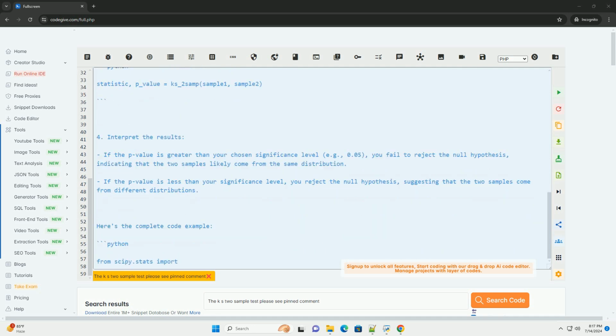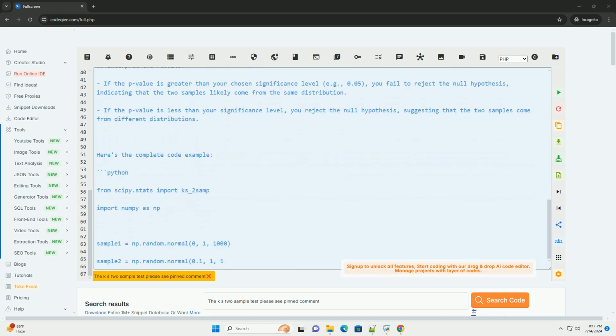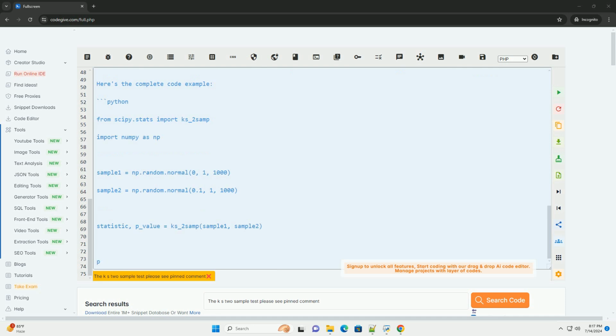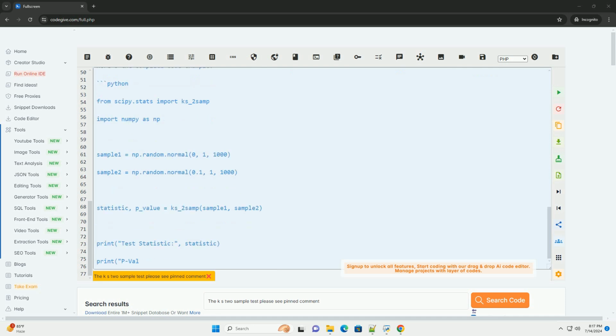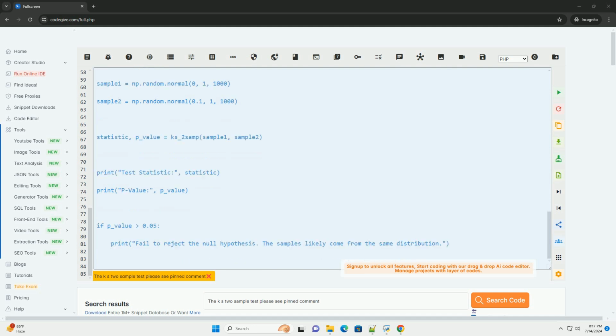Here is a step-by-step guide on how to perform the KS 2-sample test using Python with the scipy library. 1. Import the necessary libraries. 2. Generate two sample datasets. 3. Perform the KS 2-sample test.